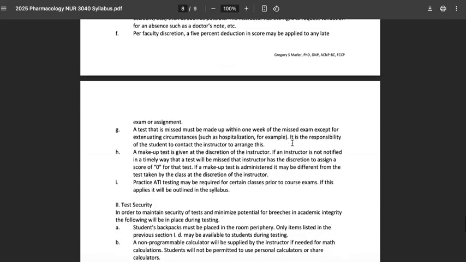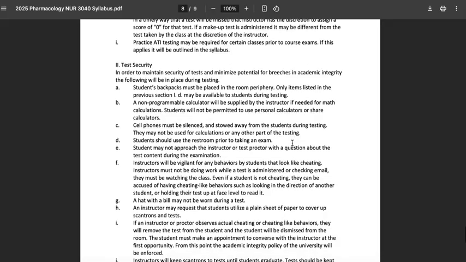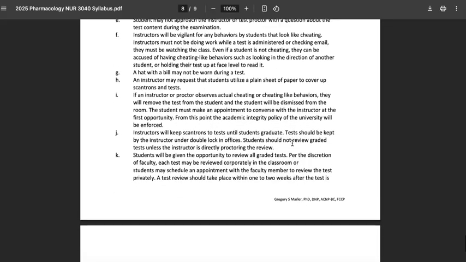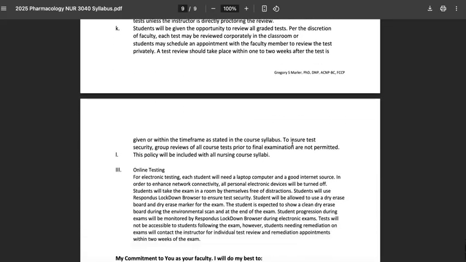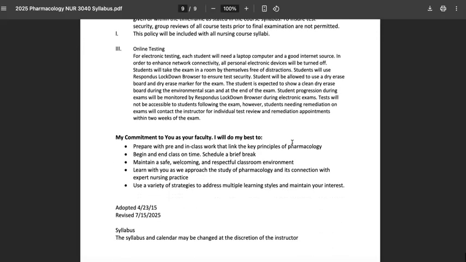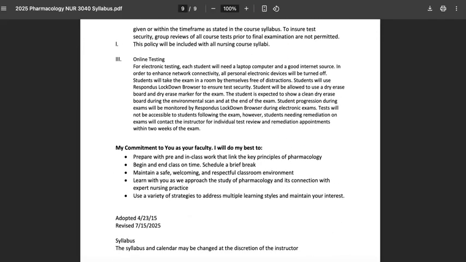Testing is going to be general information, testing security. We're going to use in-class testing with Respondus. And that's it for the syllabi.